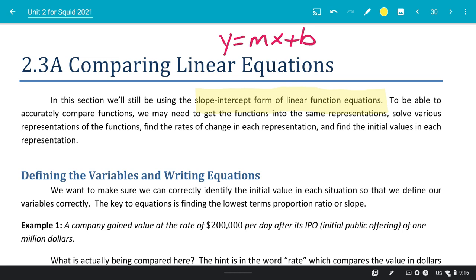All right, to be able to accurately compare functions, we need to get the functions in the same representations, solve various representations for functions, find the rate of change in each representation, and find the initial value in each representation. So that's what we're going to be doing over and over again: finding the rate of change, finding the initial value, no matter which way it's given to us.